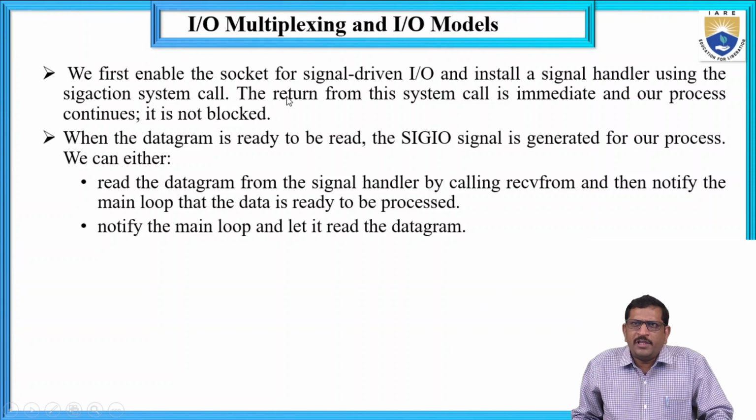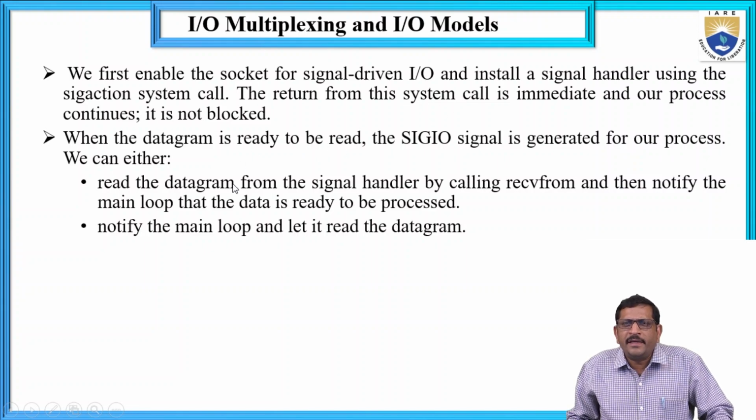We first enable the socket for signal driven input output. Now we install a signal handler using the sigaction system call, which returns immediately so our process continues. So it is not blocked. The process continues. When the datagram is ready to read, the SIGIO signal is generated for our process.